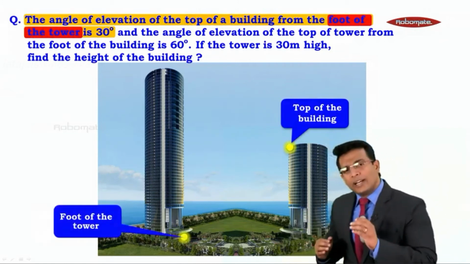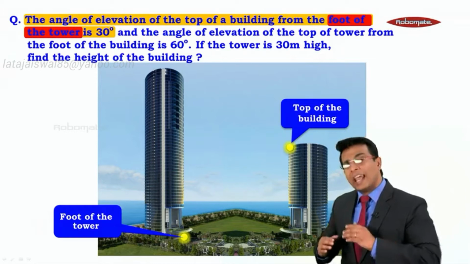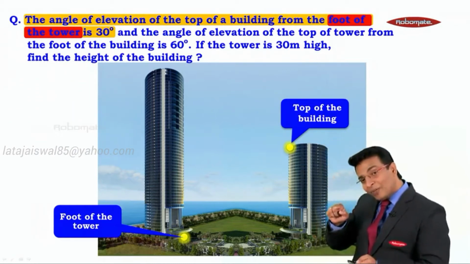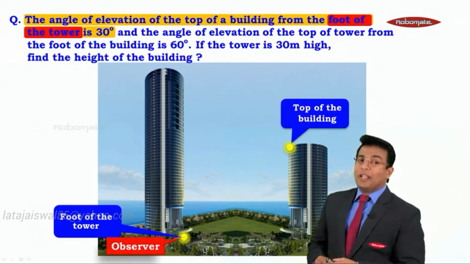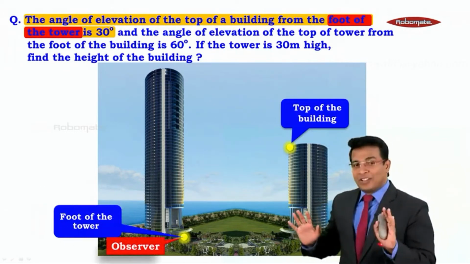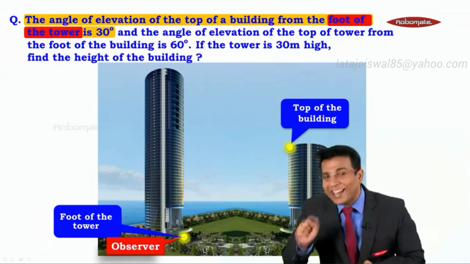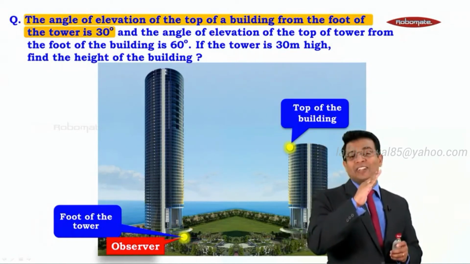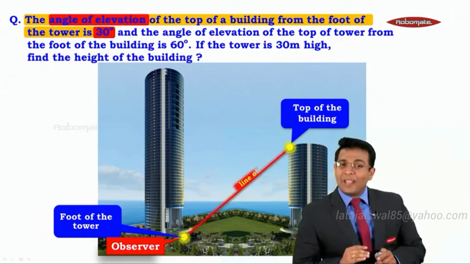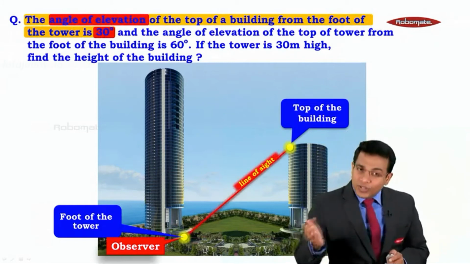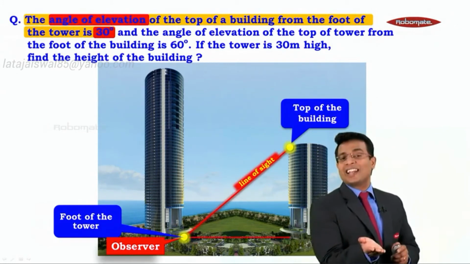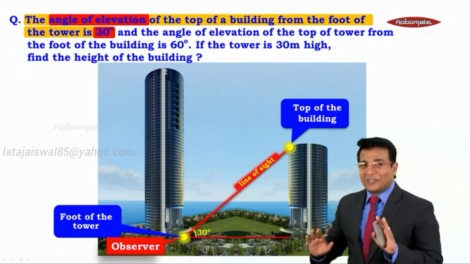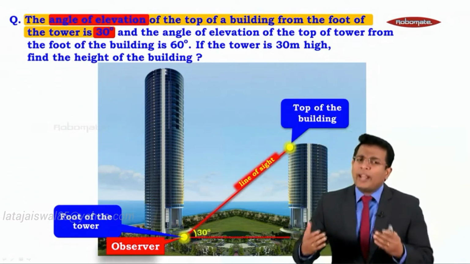When you read this, you understand there's an observer making an angle of elevation. From where? From the foot of the tower. So that means the observer is at the foot of the tower. But the height of the observer is not given, which means he is considered as a point. From here, he is looking at the top of the building. So there's a line of sight here making an angle of elevation. Here the ground itself is a horizontal line and the angle of elevation made is 30 degree. Wasn't that easy to draw? Very simple, right? Let's move ahead now.